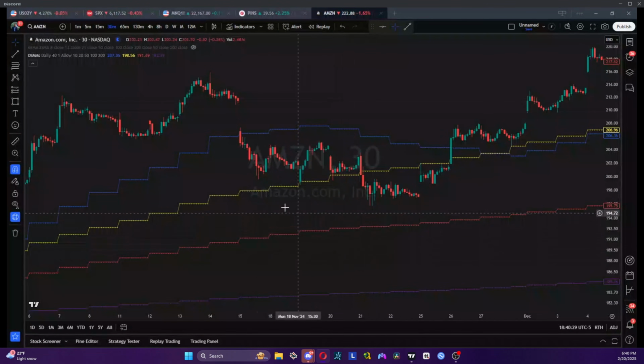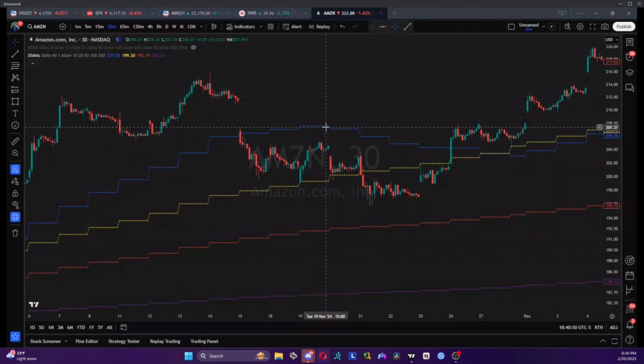Here's a perfect example. So we broke below the 10, we came to the 21, right? Because these are known as magnets. When you break a major SMA, it always has a tendency to try to go to the next level down or the next level up. Look at where we bounced. We bounced right off the 20.